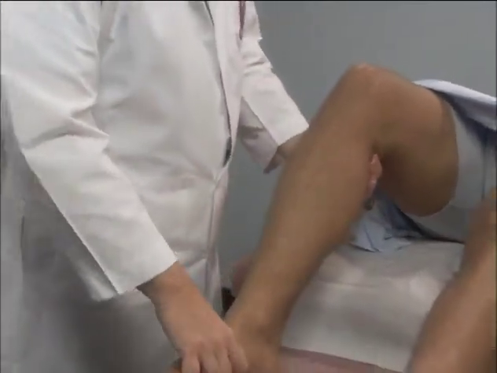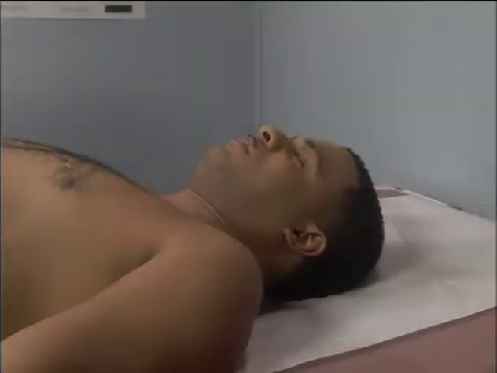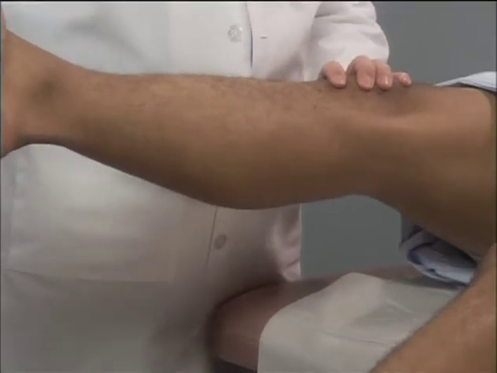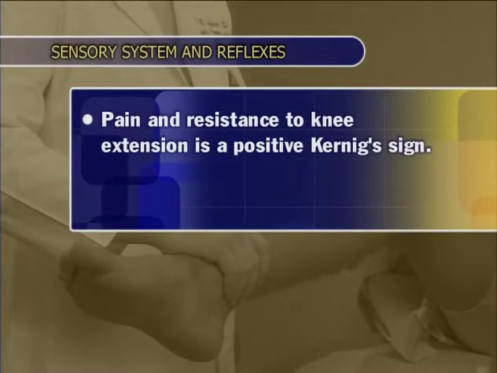Finally, flex one of the patient's legs at the hip and knee, and then straighten the knee. This action normally produces discomfort behind the knee during extension, but should not cause pain. Pain and resistance to knee extension is a positive Koenig sign.